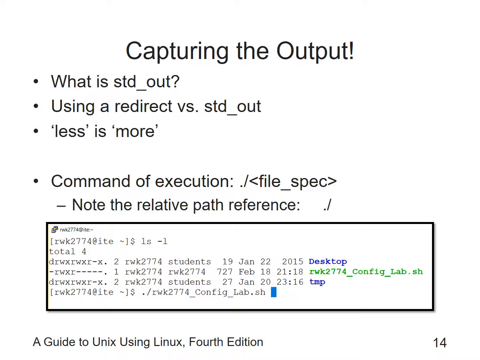However, we can pipe the results to other commands, such as less or more. Likewise, we can use a redirect symbol and send it to a text file. In order to run the file, note that we have to put a path reference in front of the file name so the system that we are in knows where the file to be executed can be found. ./ means in the current location, execute the file by name.